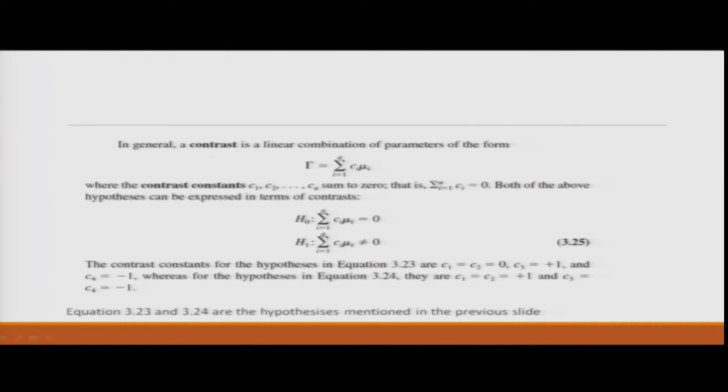Whereas for the hypothesis in equation 3.24, they would come out to be C1 plus C2 equal to 1 with respect to C3 and C4 being minus 1, because the sum obviously adds up to 0 in both the cases. So, the equations are formulated as basically the corresponding hypotheses in the previous slide.